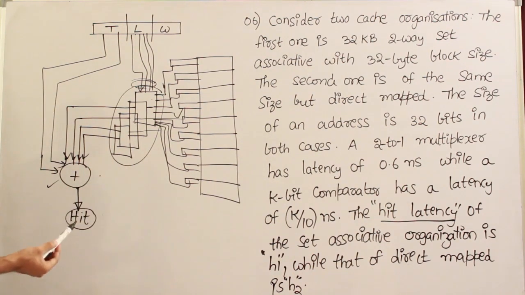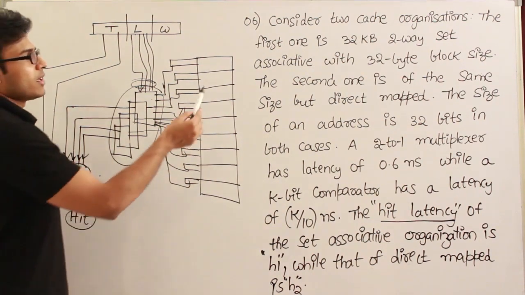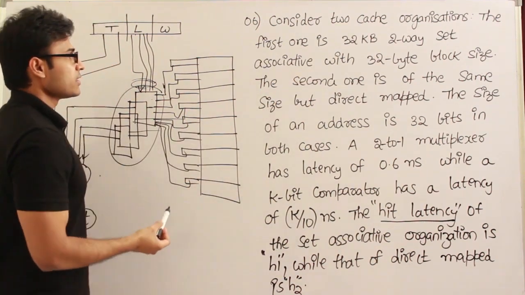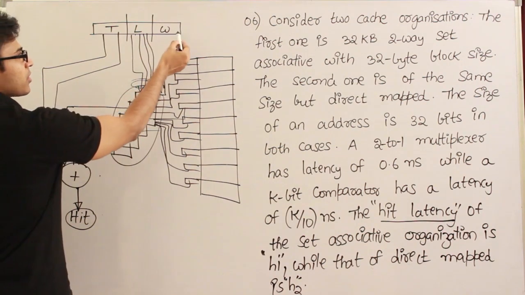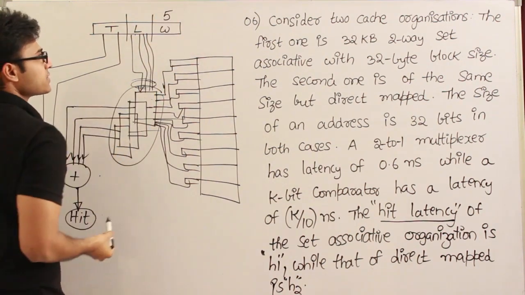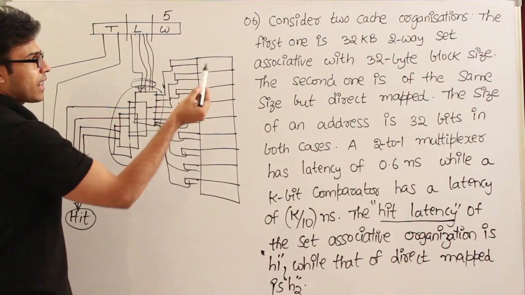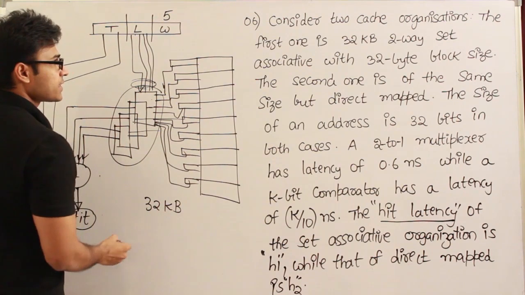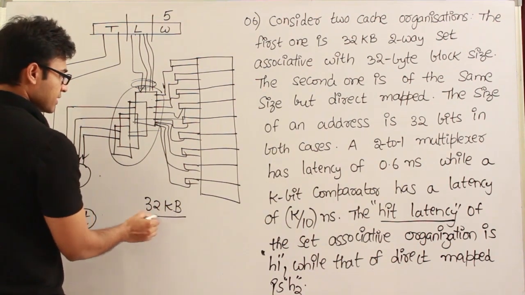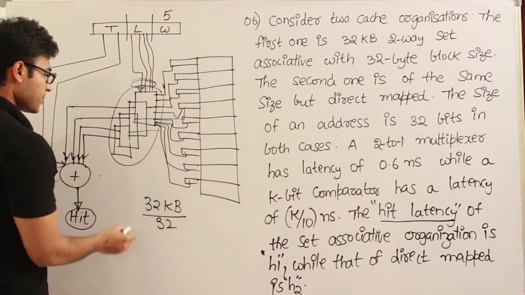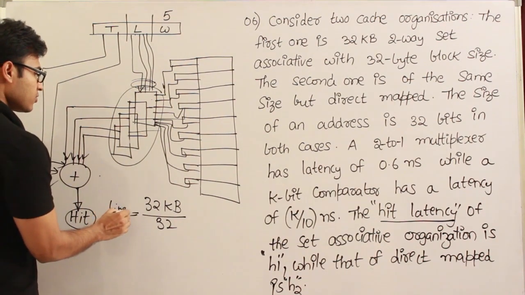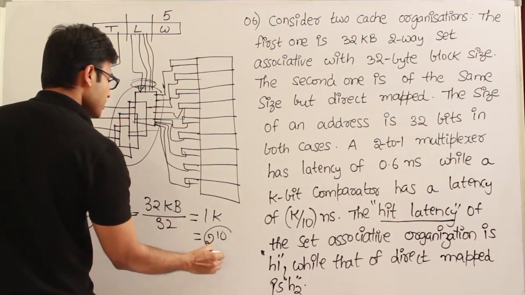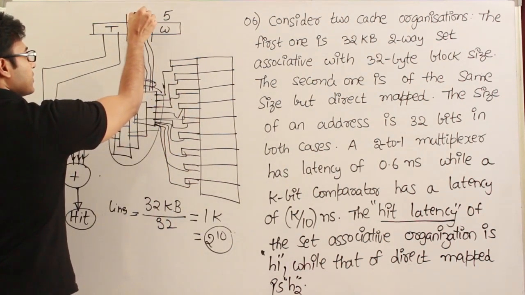Now let's talk about direct mapping. They are saying that in both cases, the block size is 32 bytes. Therefore the word size is 2 power 5, so 5 bits are there in the word offset, right? And then the cache is 32 KB, and the block size is 32. Therefore in case of direct mapping, the number of lines will be equal to 1K. If there are 1K lines, which means 2 power 10 lines, then how many bits are required in the line number? 10 bits, right?